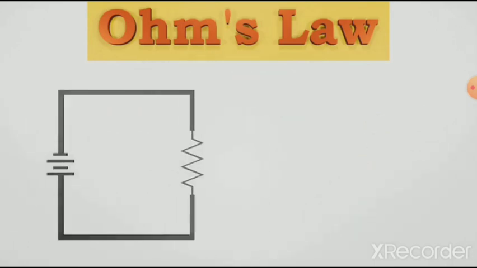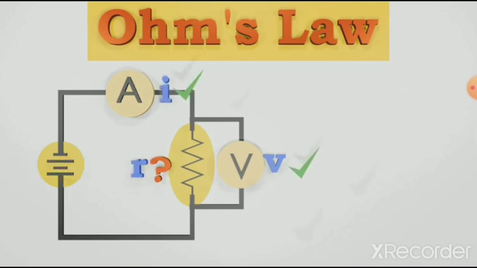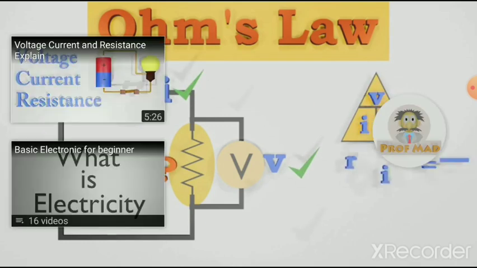This is a simple circuit that only consists of a power source and a resistor. We can measure the voltage across the resistor by adding a voltmeter parallel to the resistor, and also we can measure the current by adding an ammeter in series with the resistor. By knowing V and I, we can calculate the resistance of the resistor using Ohm's law.